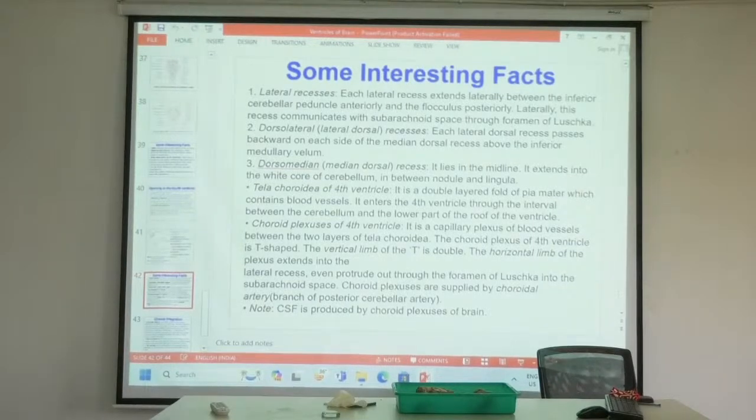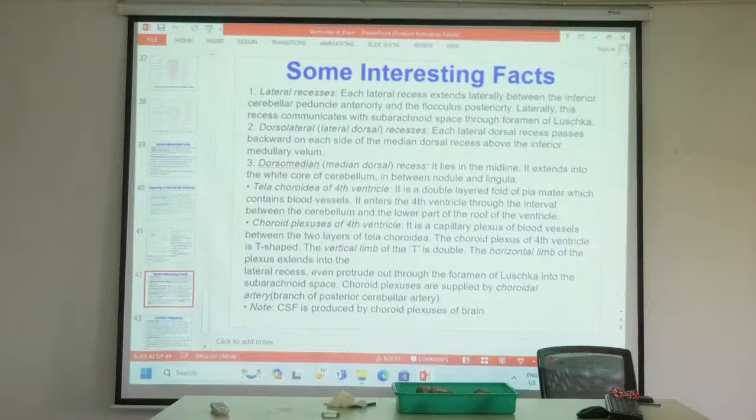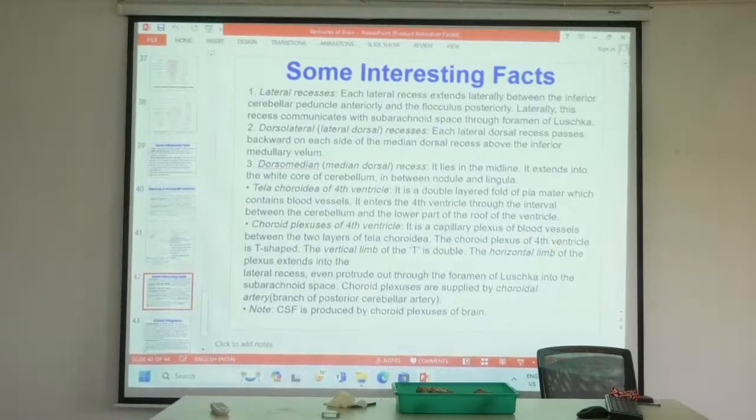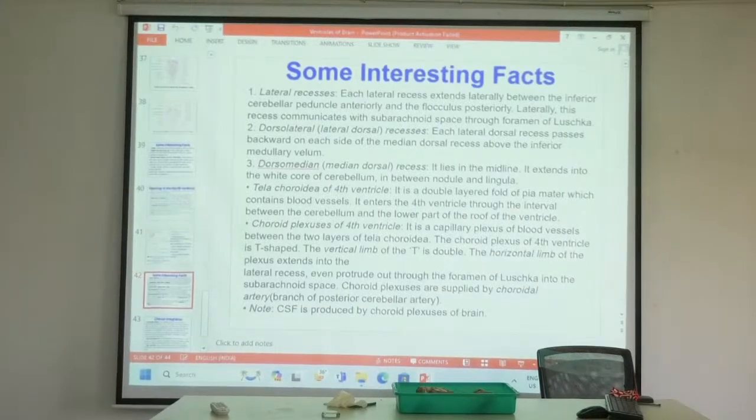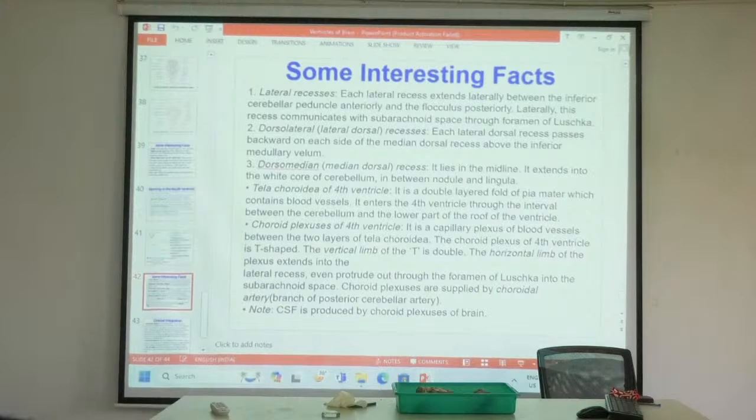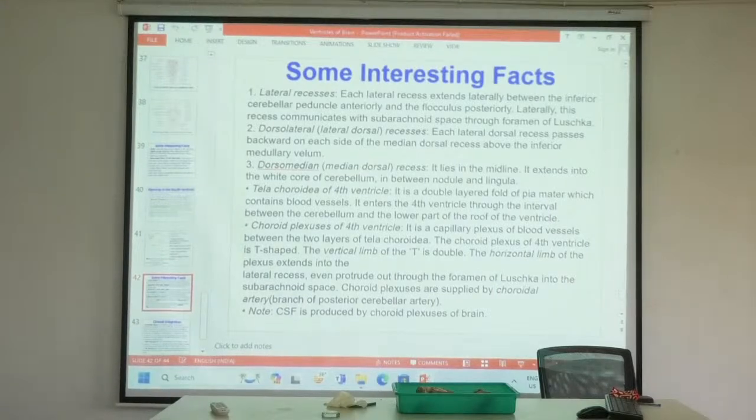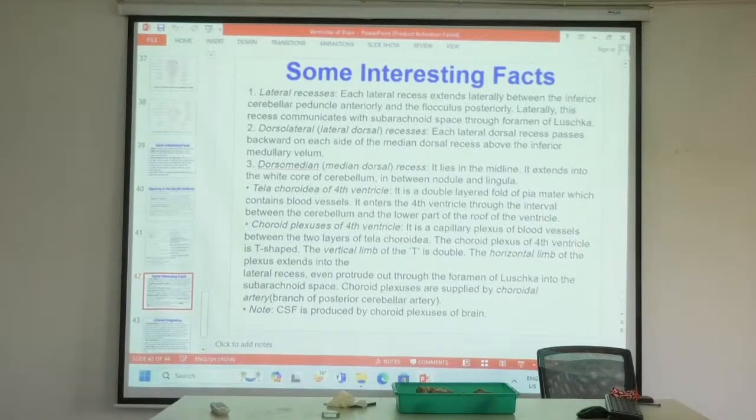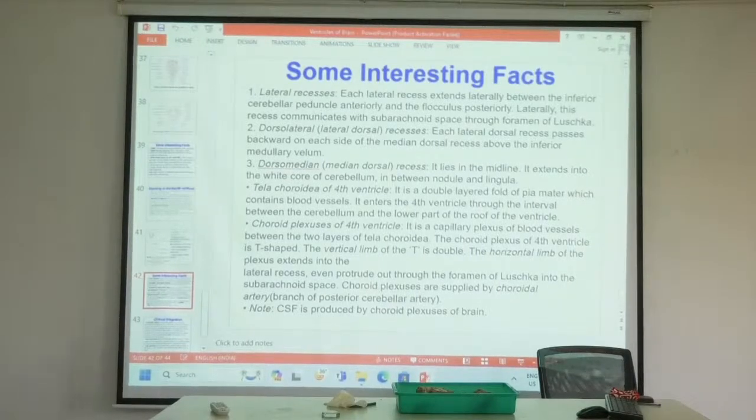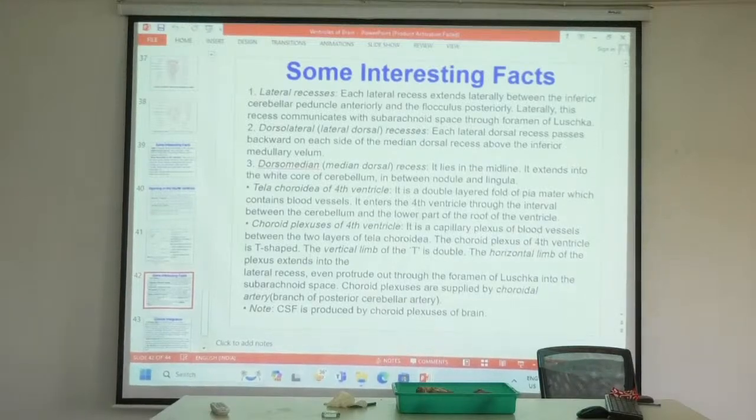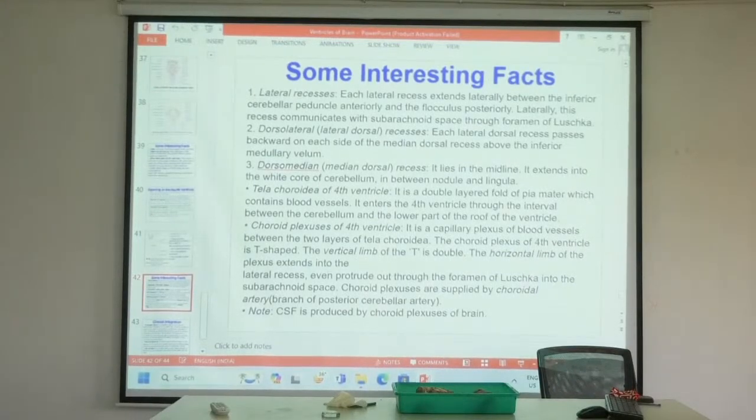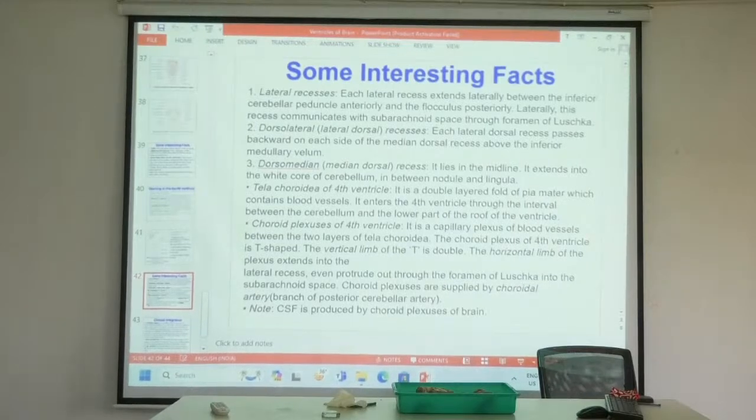The choroid plexus of the fourth ventricle is a capillary plexus of blood vessels between the 2 layers of tela choroidea, and it is T-shaped. The vertical limb of the T is double. The horizontal limb of the plexus extends into the lateral recess and even protrudes out through the foramen of Luschka into the subarachnoid space. Choroid plexuses are supplied by the choroidal artery, a branch of the posterior inferior cerebellar artery. CSF is produced by the choroid plexuses of the brain.